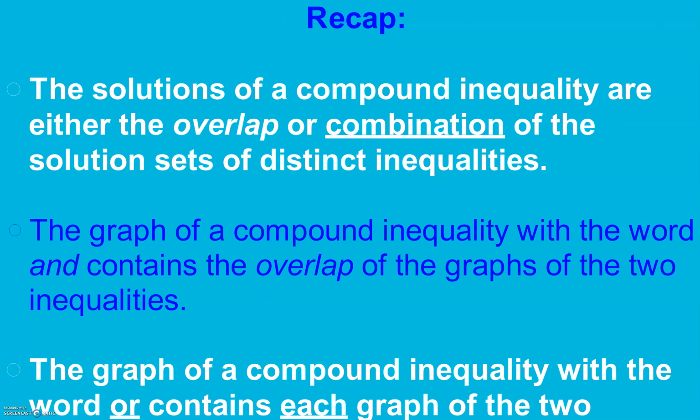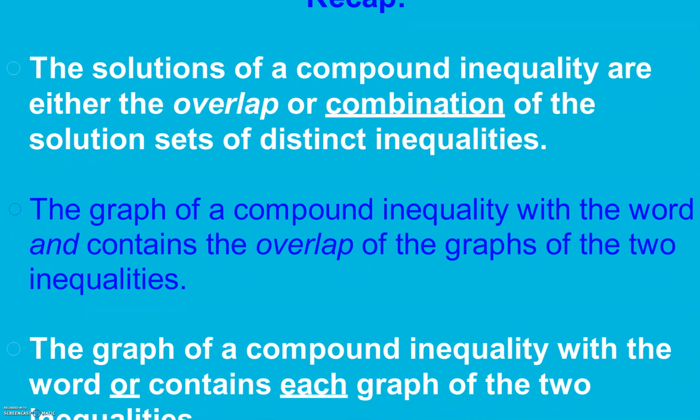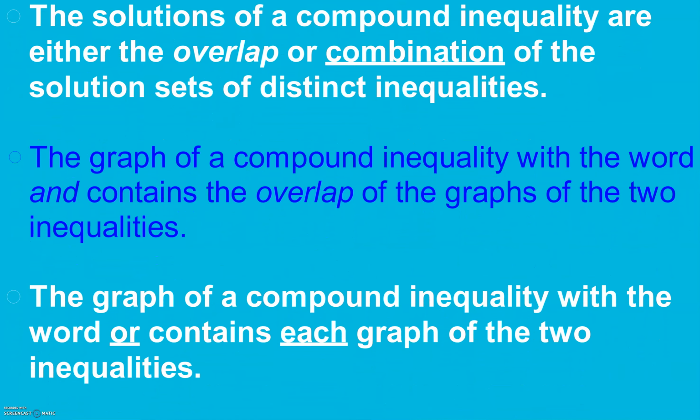Quick recap here. The solutions of a compound inequality are either the overlap or combination of the solution sets of distinct inequalities. The graph of a compound inequality with the word "and" contains the overlap of the graphs of the two inequalities. Has to work for both. Whereas the graph of a compound inequality with the word "or" contains each graph of the two inequalities because it only has to work in one. It can be in the first one or in the second one. And that's all I have for section 3.6.